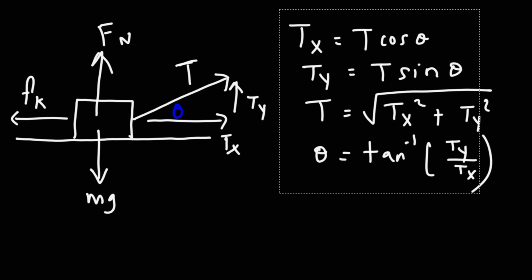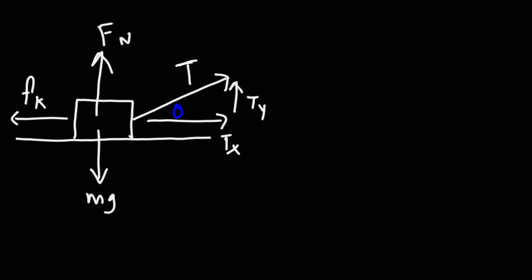Now, how can we determine the normal force for this particular situation? Because it's not going to be mg like it was last time. So first, let's determine the sum of the forces in the x direction and in the y direction. The sum of the forces in the x direction, Tx is in the x direction. It's going towards the positive x-axis, so it's going to be positive. Fk is going towards the negative x-axis, so it's going to be negative. So that's the sum of the forces in the x direction.